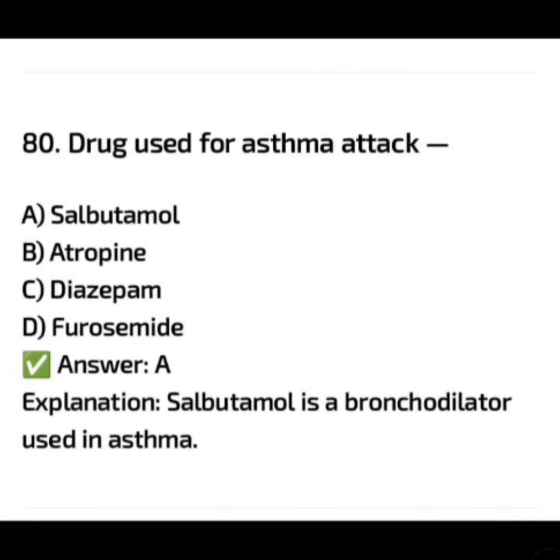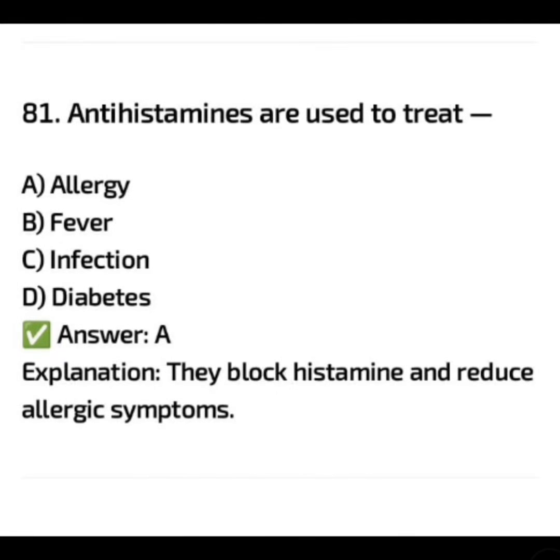Drug used for asthma attack: salbutamol, atropine, diazepam, furosemide. The correct answer is option A, salbutamol. Salbutamol is a bronchodilator used in asthma. Antihistamines are used to treat allergy, fever, infection, diabetic. The correct answer is option A. They block histamine and reduce allergic symptoms.